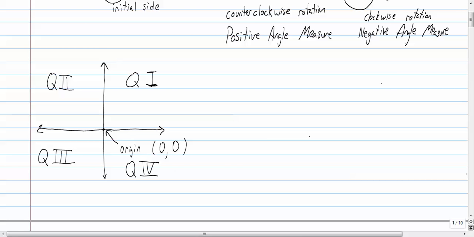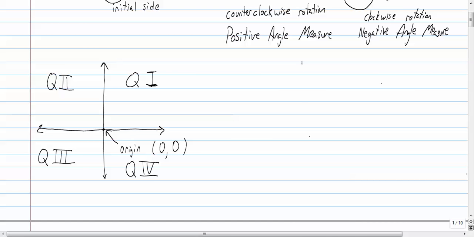Alright, so those four quadrants will be used a lot in here, and we're really going to be looking at where x is positive or x is negative, y is positive, y is negative, as we define trig functions. Okay.